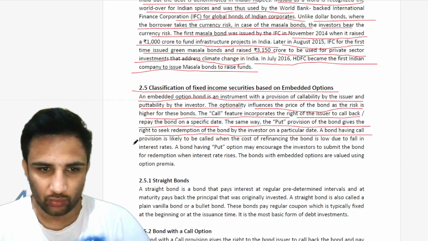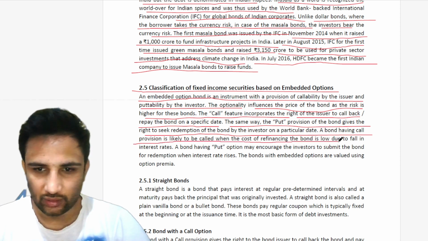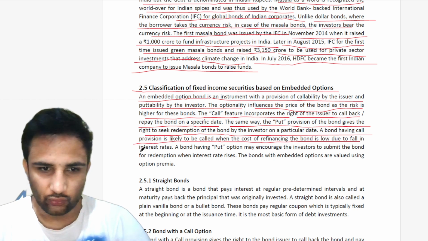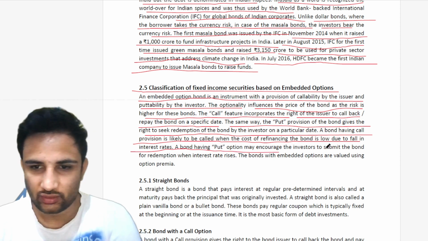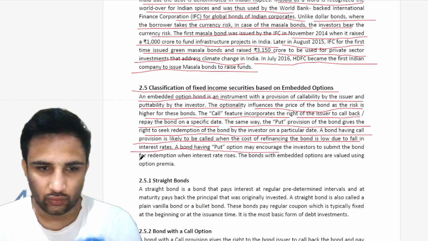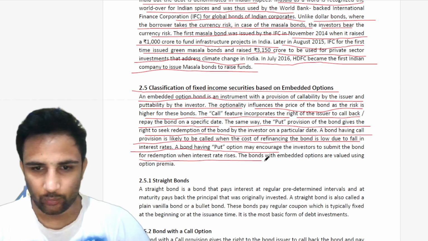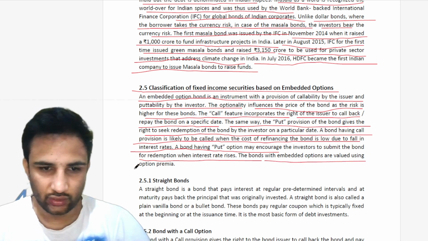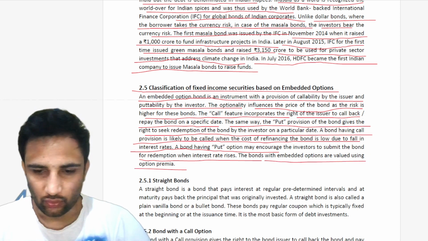A bond having a call provision is likely to be called when the cost of refinancing the bond is low due to a fall in interest rates. A bond having a put option may encourage the investors to submit the bond for redemption when interest rates rise. The bonds with embedded options are valued using option premium.